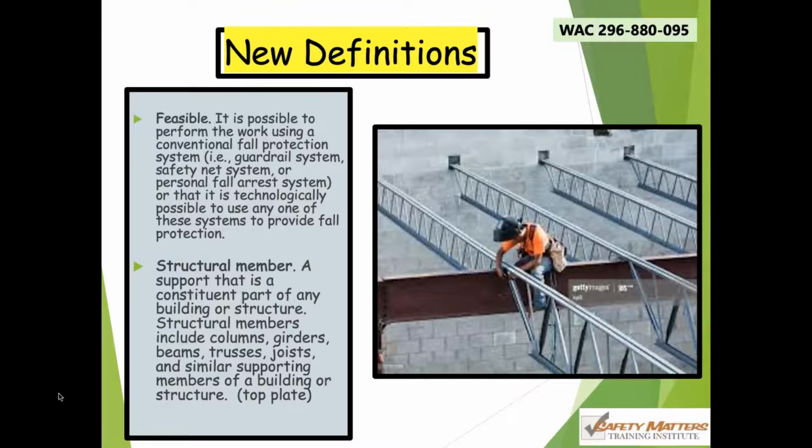So now top plate, basically the definition of what constitutes a top plate, they're going to call it a structural member. So if you're looking through the WAC codes and you see things like structural member, this is what they're talking about. It's a support that is a constituent part of a building or structure. So this is going to include your columns, your girders, your beams, your trusses, your joists, and any other similar supporting member of a building or a structure.